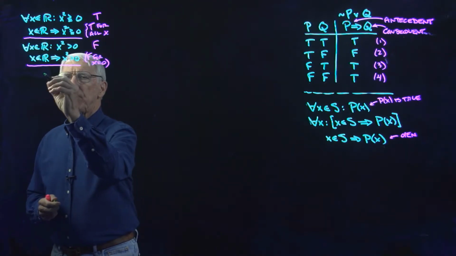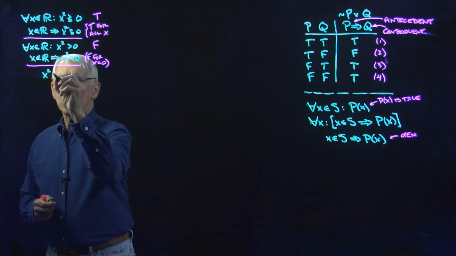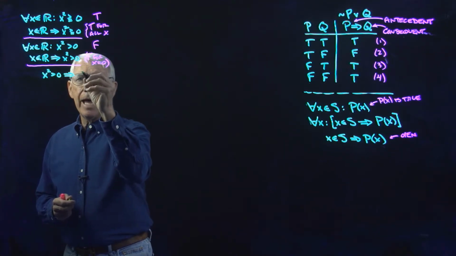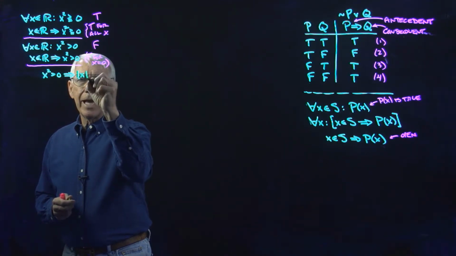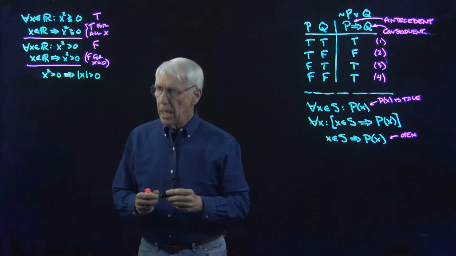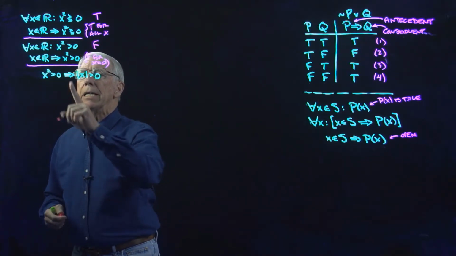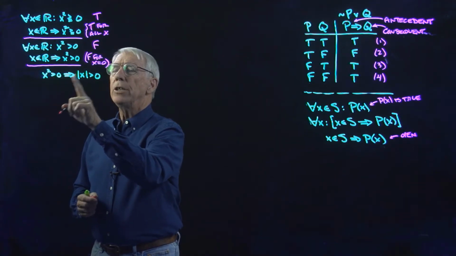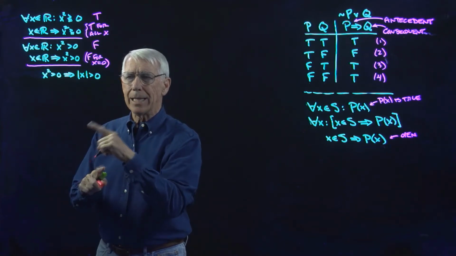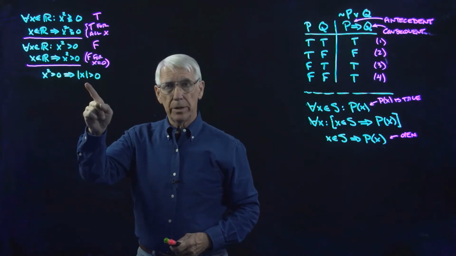Here I'm going to write the open statement first. Let's write x squared greater than 0 implies that the absolute value of x is greater than 0. You'll notice that is actually true for every x, but it's true for every x in different ways. As long as x is not 0, this is true, and this is true.